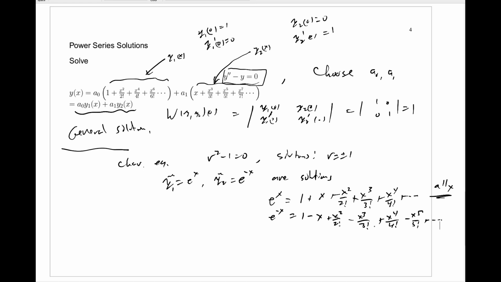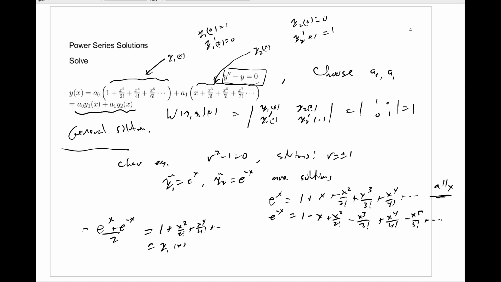And now notice something interesting. If you add these two together, the odd powers will all cancel, and you'll be doubling up on the even powers. So if you add the two together, e to the x plus e to the minus x over 2, you'll get exactly 1 plus x squared over 2 factorial plus x to the 4th over 4 factorial, etc. This is what we were calling y1 of x.